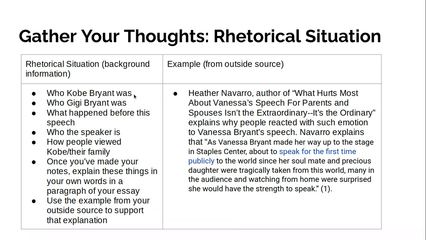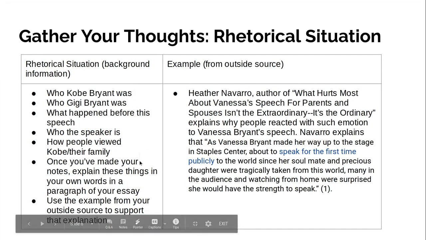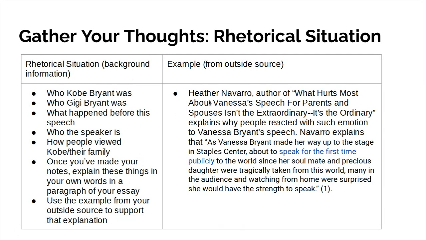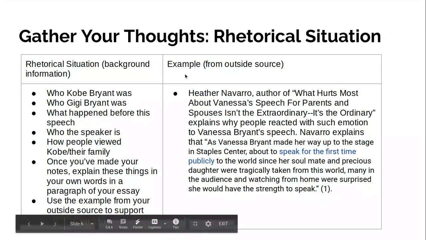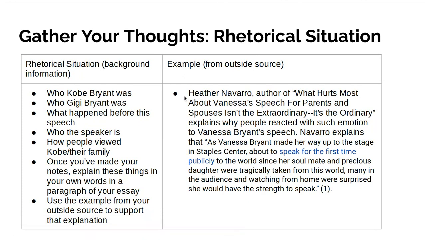So what I've done is I made myself some notes over here about the things that I need to explain in my own words. But then I also gathered my example so that when the time comes to write this paragraph, I have my quote and my signal phrase and my citation ready to go. So this is the example that I chose from the outside source. And this is the author's name, so it's a good idea to introduce the author's name and the title of the source the first time that you use any new source in any of your writing.